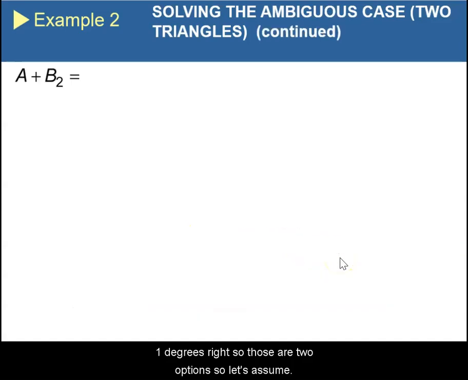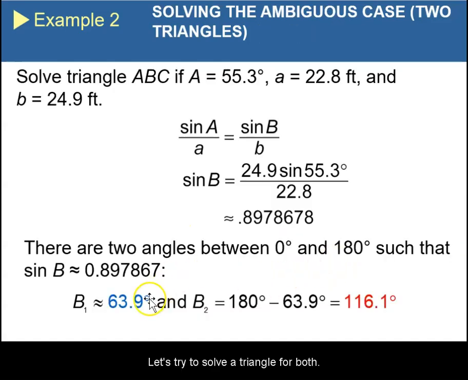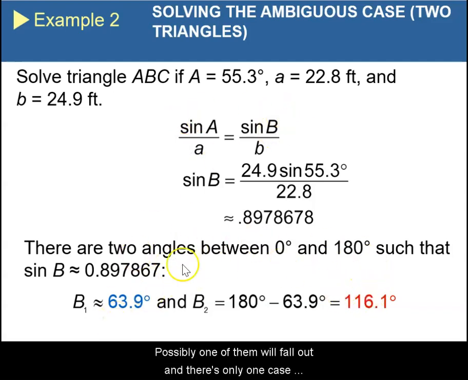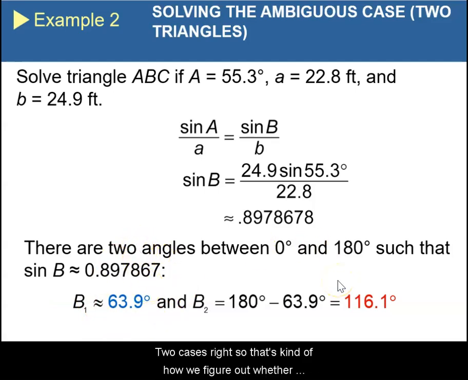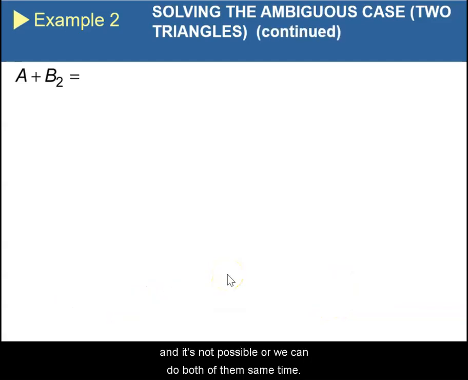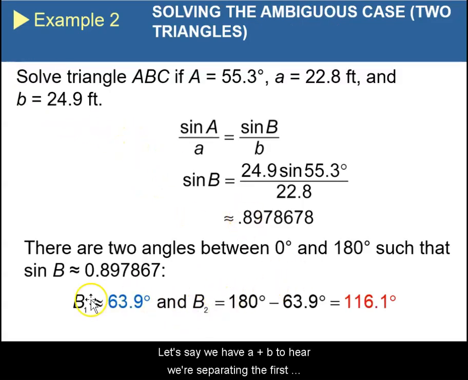So those are 2 options. Okay, so let's try to solve a triangle for both. Possibly one of them will fall out and there's only one case, or it'll work for both and then we have those 2 cases, right? So that's kind of how we figure out whether or not there's 1 or there's 2. Either one falls out and it's not possible, or we can do both of them at the same time. So let's say we have A plus B2 here.